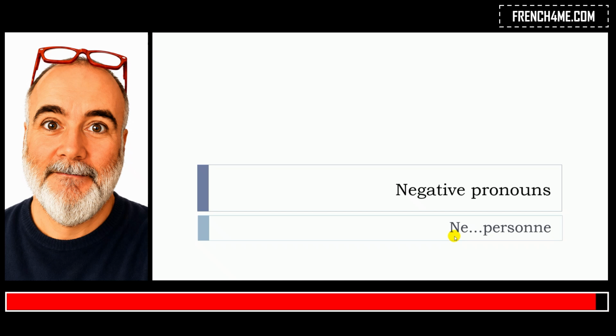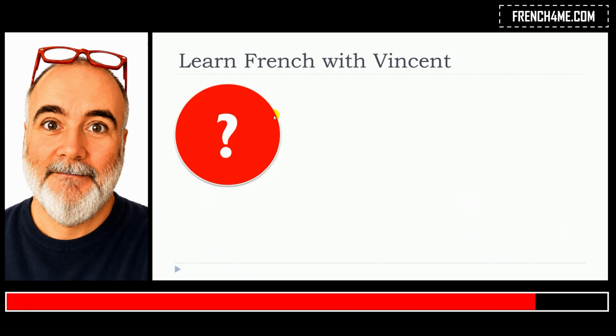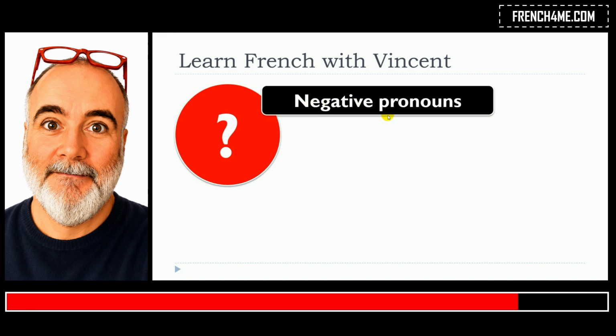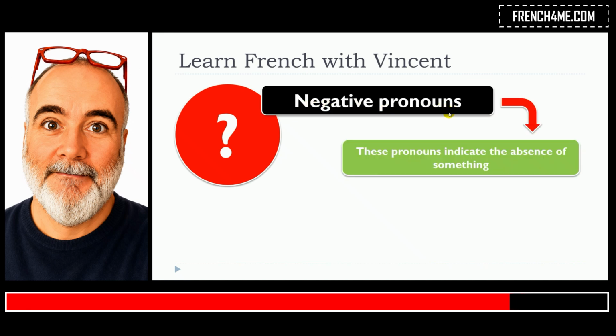In this lesson, we will see together the negative pronouns, but more precisely, we will see ne, personne. So the first thing that we need to define is the negative pronouns. These pronouns indicate the absence of something.